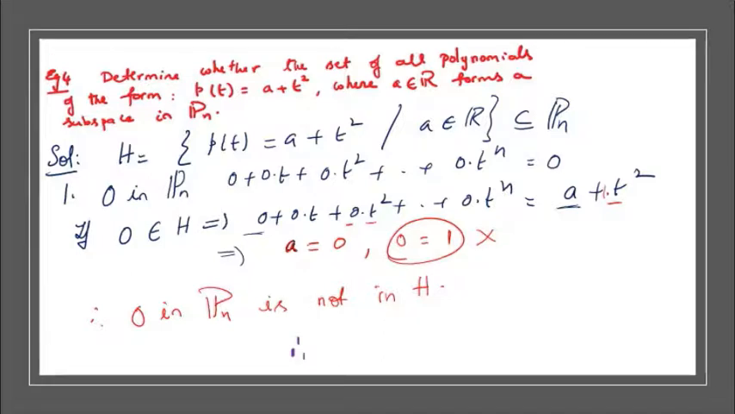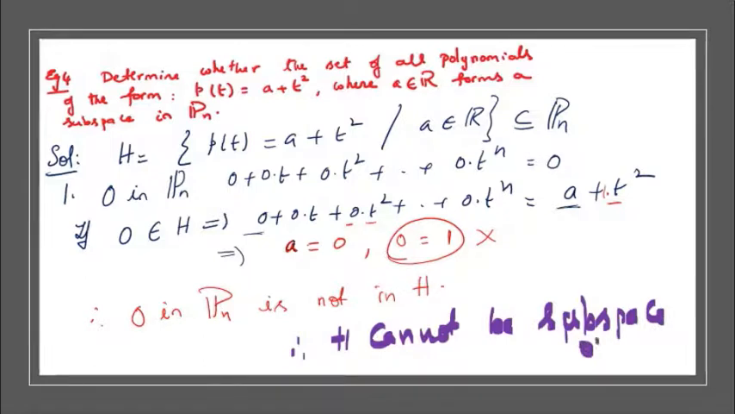Therefore, H cannot be a subspace of Pn. Why? Because the 0 element itself is not existing in H. We don't need to check the other two conditions.